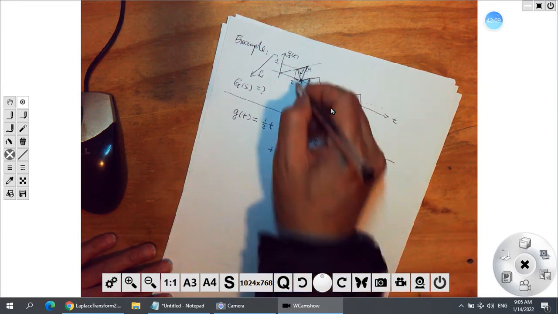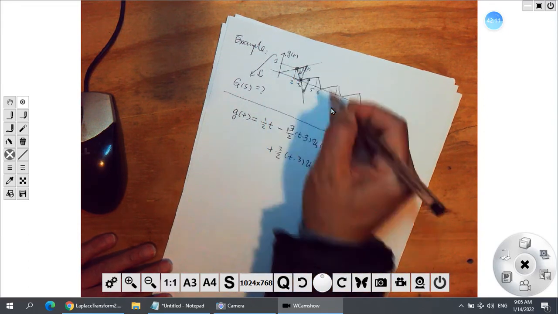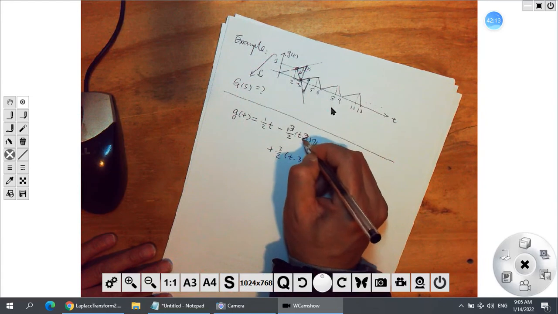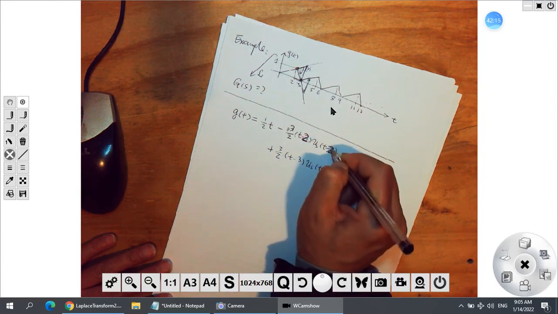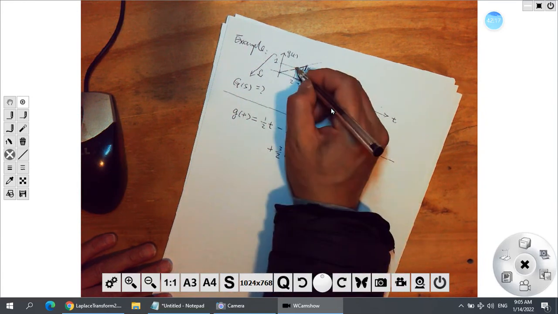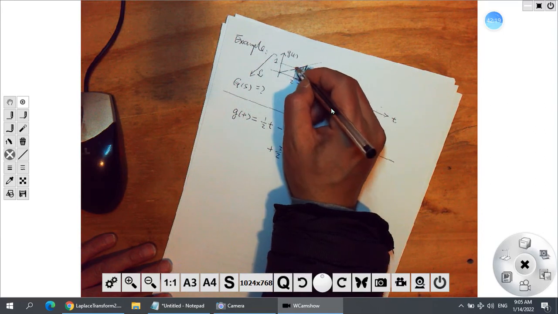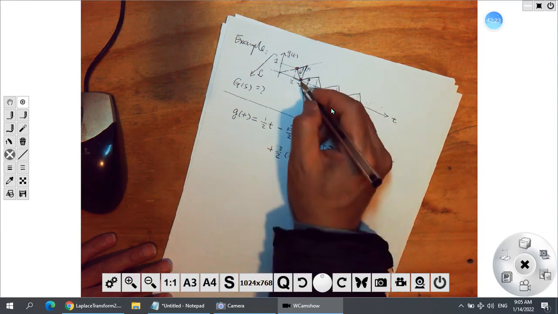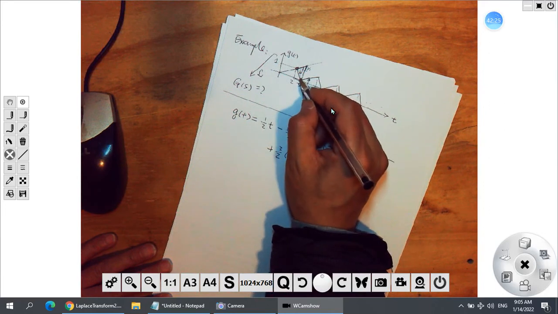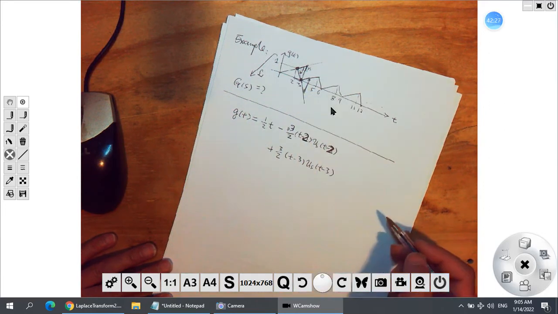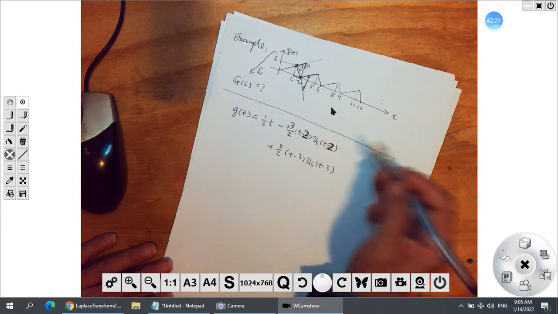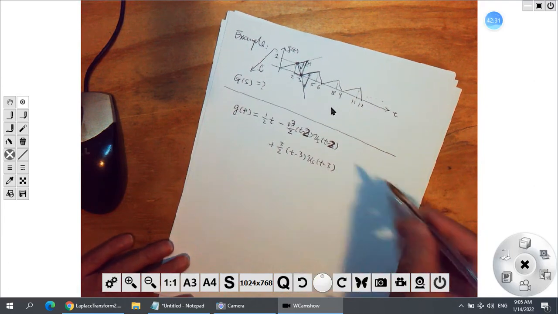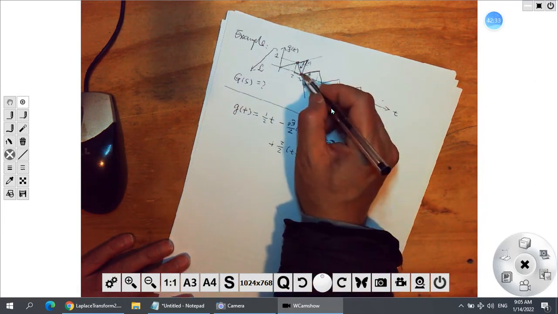Here's the ramp starting from this. This one is 2. Here's a 2. Yeah, we need a change in direction here. T equal to 2, so here's a 2. And then we change direction at 3. So here's a 3. Okay, now it's good. Otherwise they will be canceled. That's not good. Okay. Then we go to here.